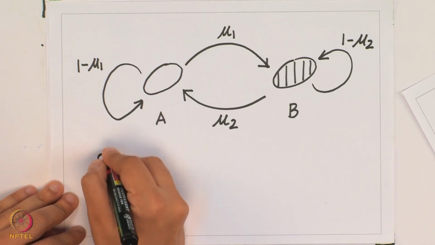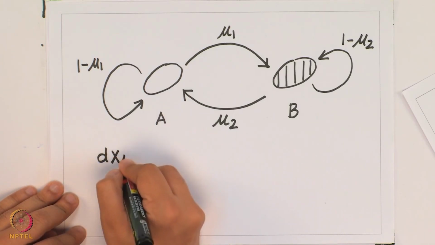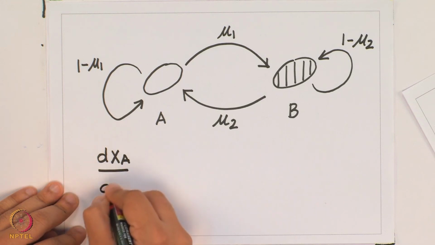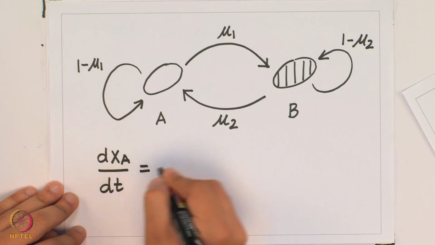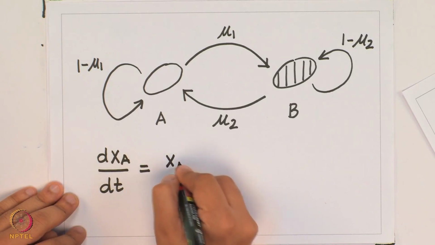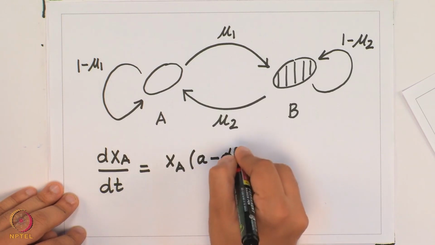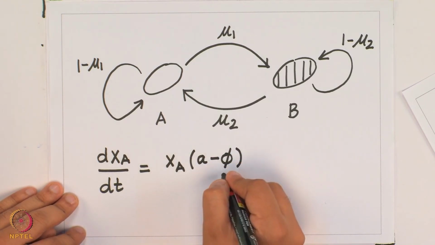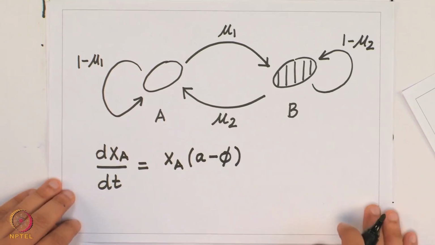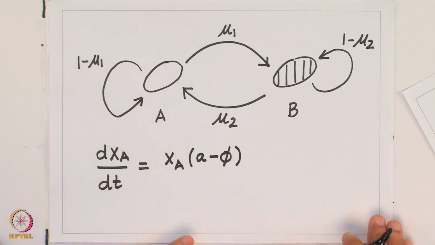So, just as we had done last time, dxa/dt can be written as xa times (A minus phi), and you should remember the significance of the variable phi from two lectures back: phi is the constraint that we have placed on the growth rate, which ensures that the total number of bacteria in the environment does not exceed K.